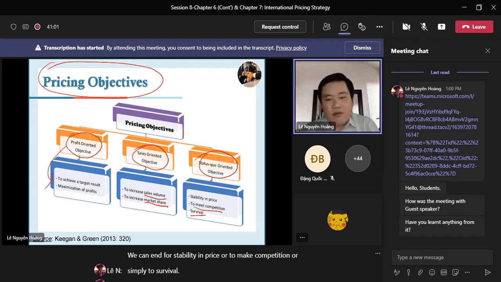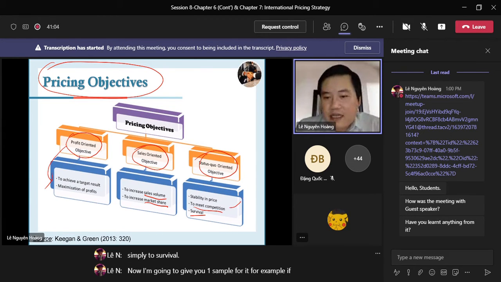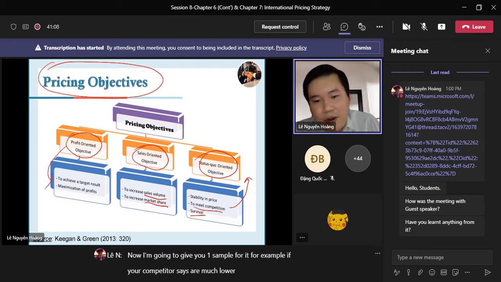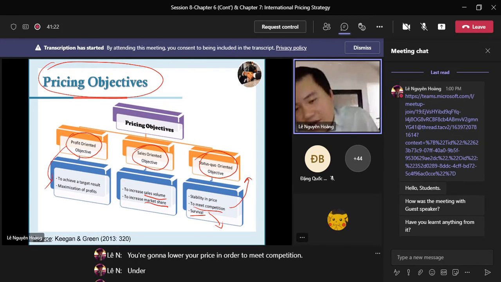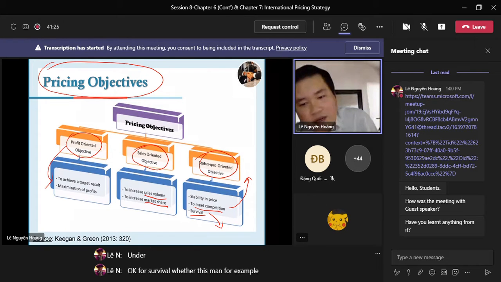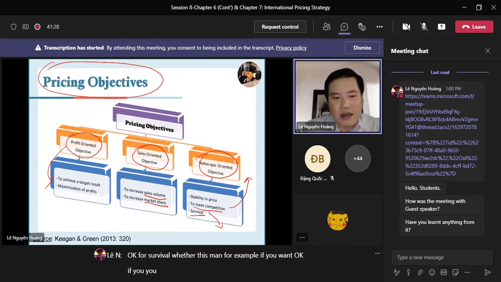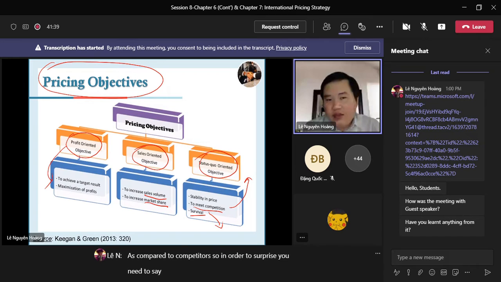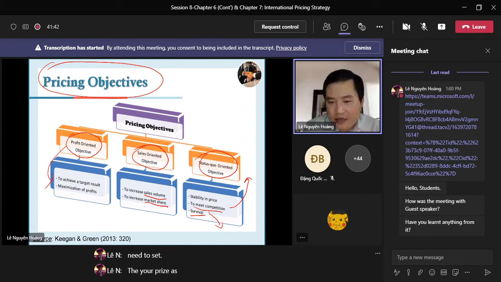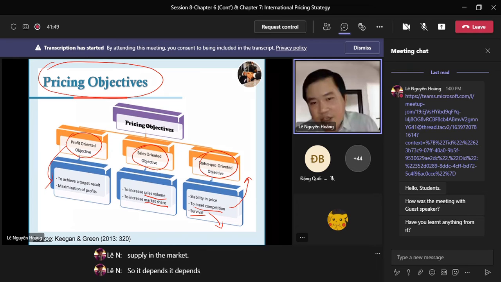Now I'm going to give you one example for it. If your competitor sets a much lower price as compared to your price, what are you gonna do? You're gonna lower your price in order to meet competition. And for survival, what does this mean? If your product has low quality as compared to competitors, in order to survive you need to set your price as low as you can to survive in the market. So it depends on the situation, the status quo.